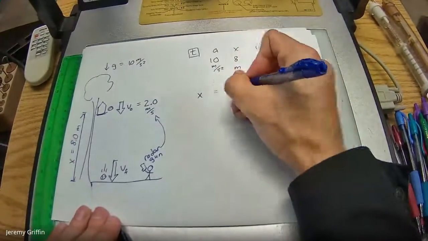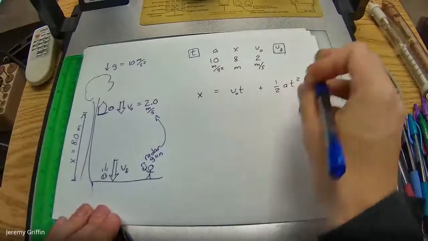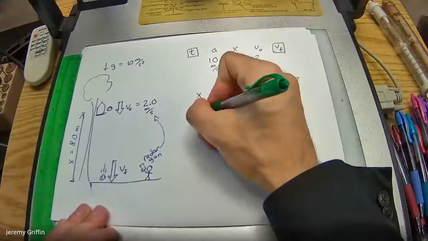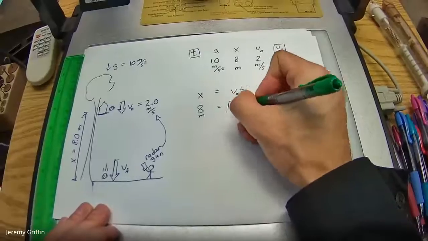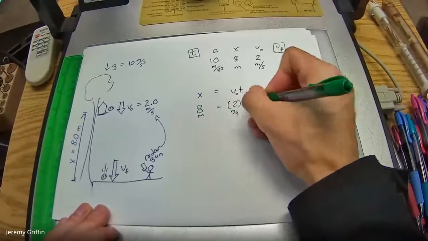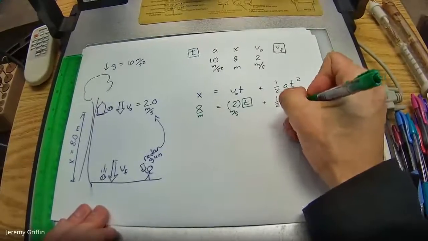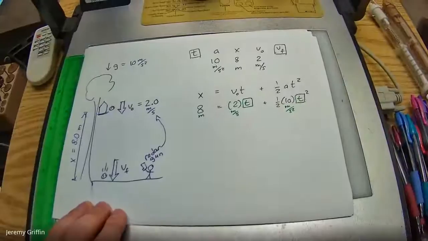So I've got x equals v naught t plus half a t squared. Start plugging in numbers. I know this thing went 8 meters. I know I threw it at 2 meters per second. Don't know time. Plus 1/2 times 10 meters per second squared times time squared.